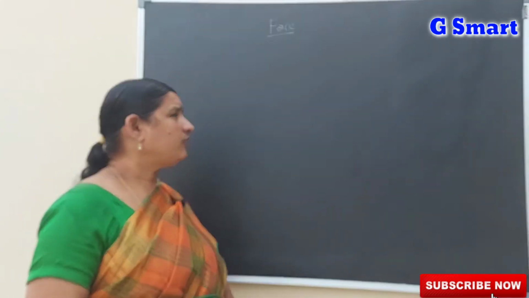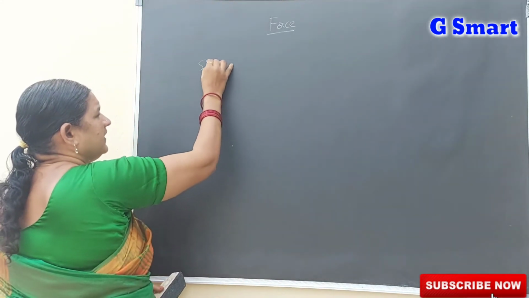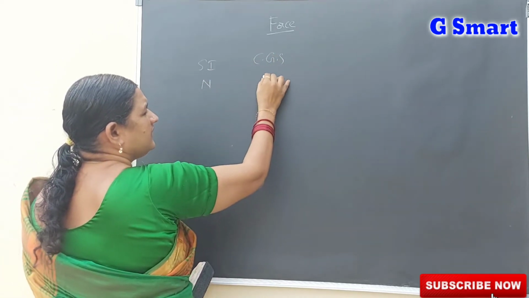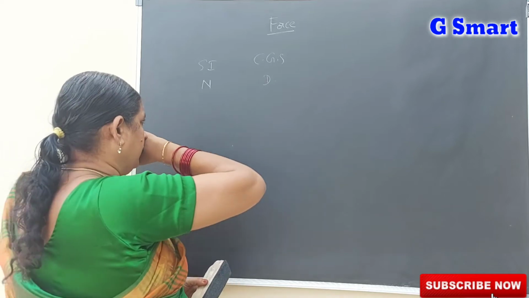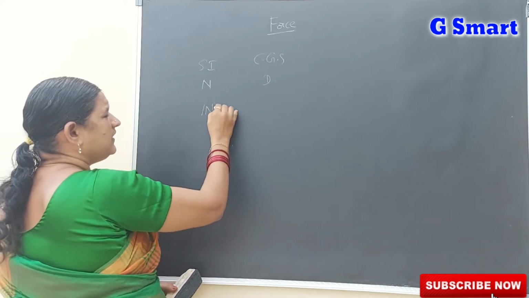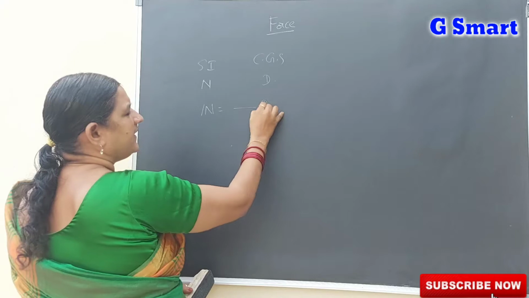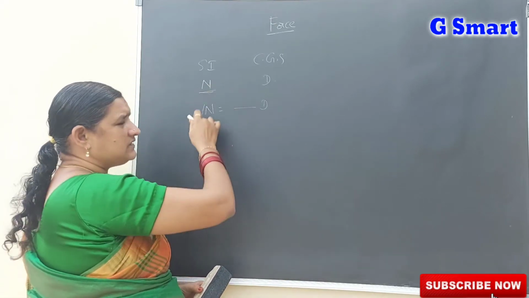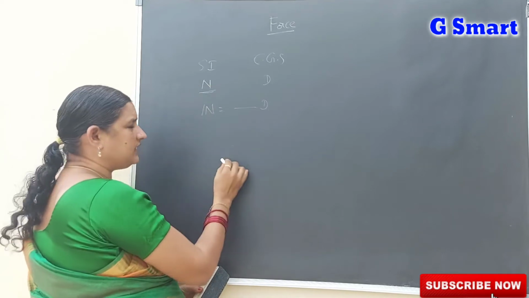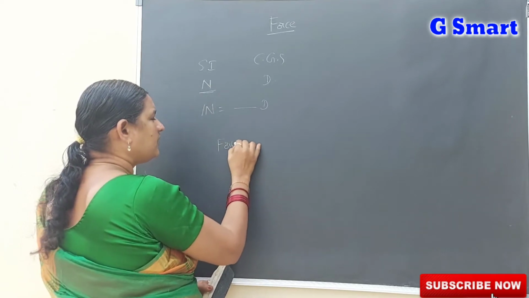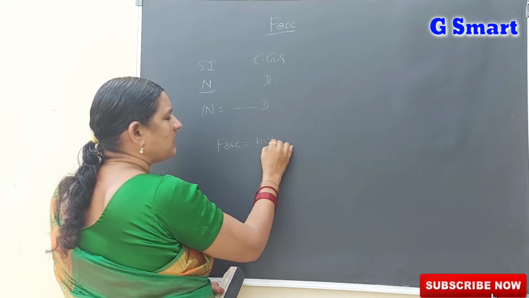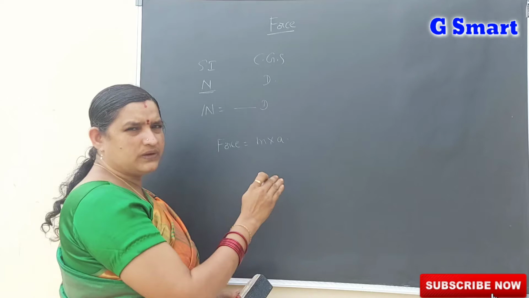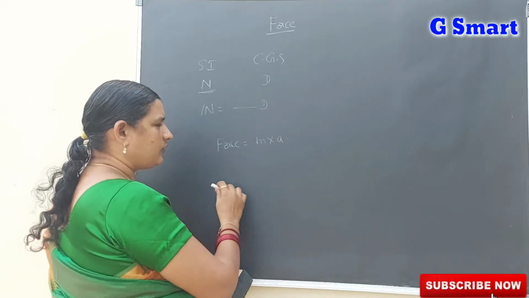The SI unit of force is Newton. The CGS unit of force is dyne. Suppose we ask: 1 Newton is equal to how many dynes? How can we calculate this? 1 Newton is the unit of force in the SI system. What is the formula for force? Force is equal to mass into acceleration. So from their units we will get the unit of force.